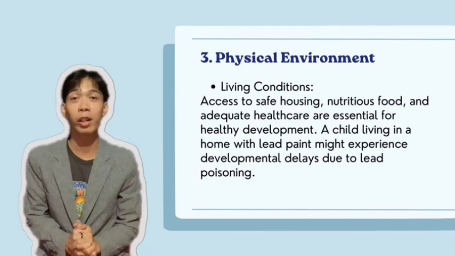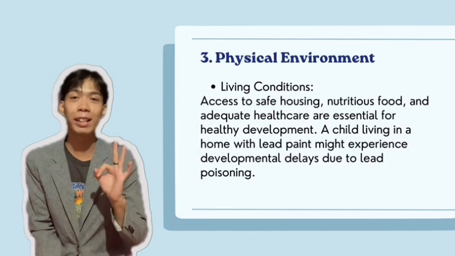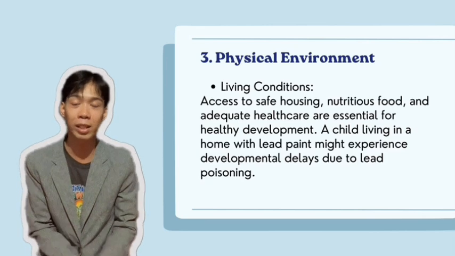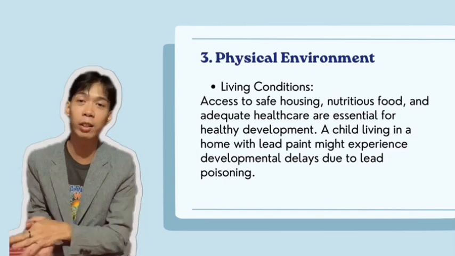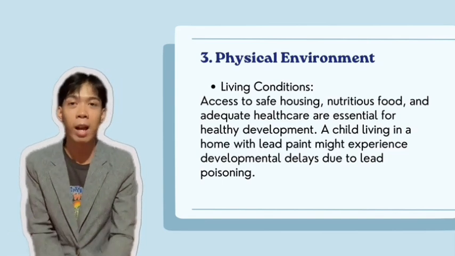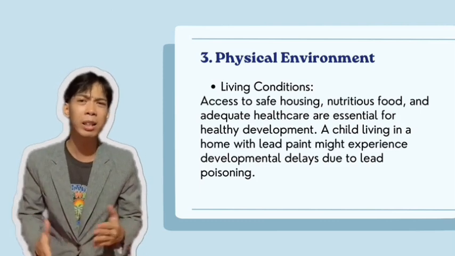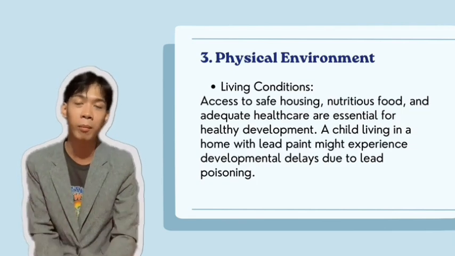Now let's continue our discussion for the third and fourth factor. Third, we have the physical environment. Living conditions such as access to safe housing, nutritious food, and adequate healthcare are essential for healthy development. A child living in a home with lead paint might experience developmental delays due to lead poisoning.